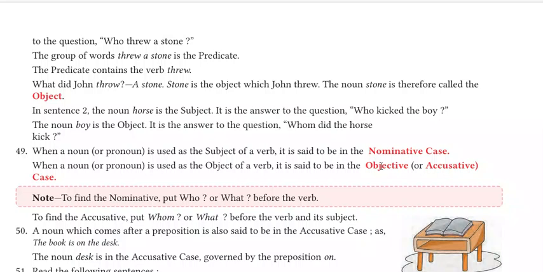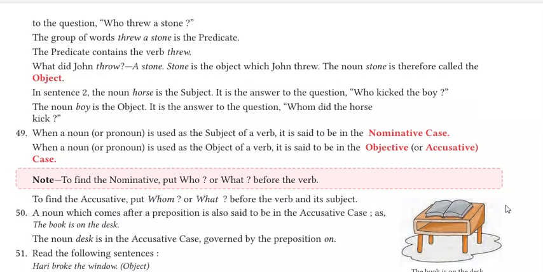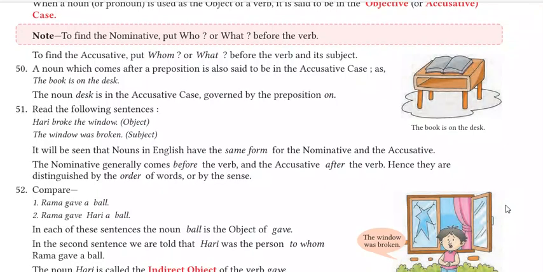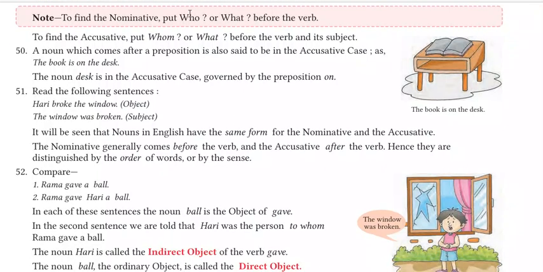So we talked about nominative case and objective or accusative case. In nominative case, a noun is used in place of subject, while in objective or accusative case, a noun is used as the object of the verb, right? To find the nominative case, put who or what before the verb. To find the accusative case, ask whom or what. These are some strategies you can use to find the nominative and accusative case. A noun which comes after a preposition is also said to be in the accusative case.